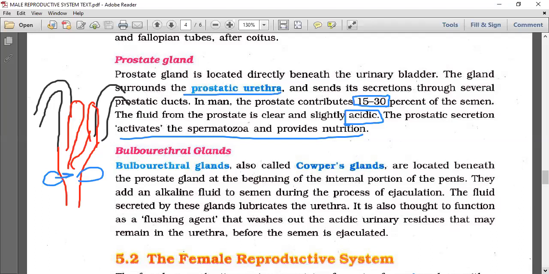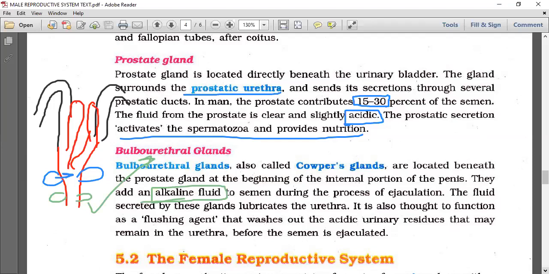Okay. So below this we'll find the Cowper glands, or bulbourethral glands, located beneath the prostate gland. Then, at the beginning of the internal portion of the penis, they add an alkaline fluid to the semen during the process of ejaculation.